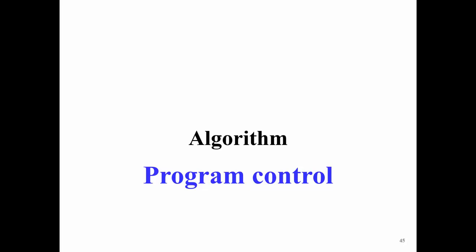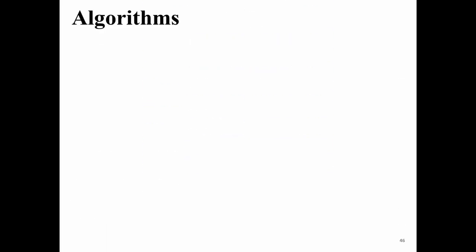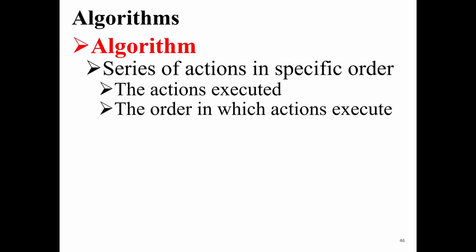Now we will start discussing the program control. But before we start program control, we're going to define what an algorithm is. An algorithm is a series of actions in a specific order, and these actions should be executed in that order. Okay, that is the algorithm.